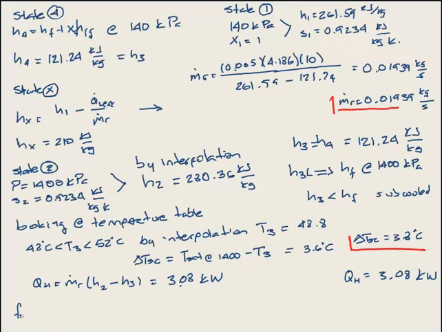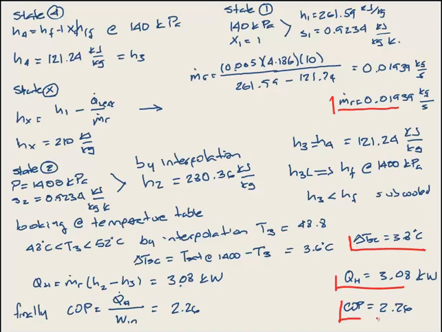Finally, we said it was QH divided by work in, and by substituting different H's, we should have 2.26. Please do all the math and see that you have the same results. Okay, thank you. Last problem will follow.